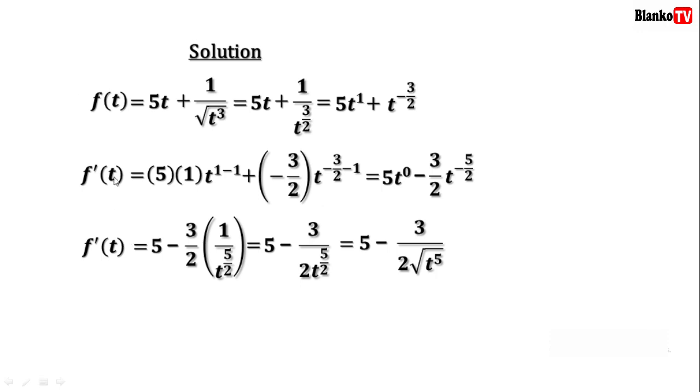So to find f dash t of 5t plus 1 over the square root of t raised to the power 3, our final answer is going to be 5 minus 3 over 2 multiplying the square root of t raised to the power 5.